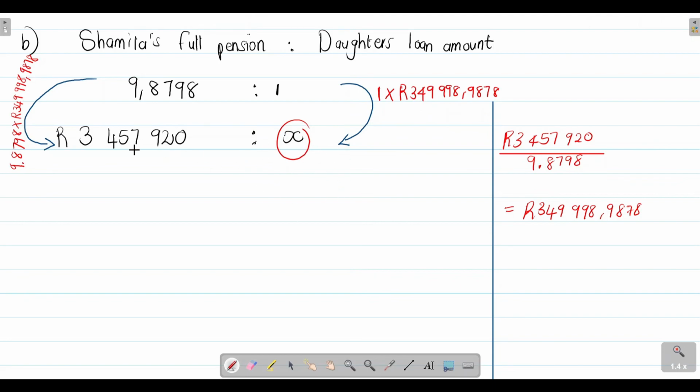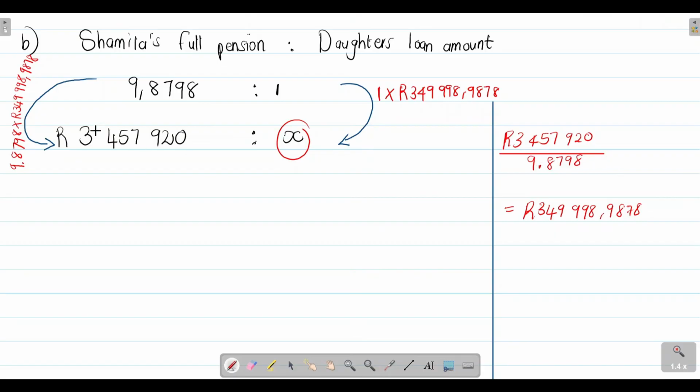So now we need to figure out from what we are given how we move from this figure here. With the two values that we have, because here we've got one unknown, we can't work with something that we don't know. So we need to work with the two figures that we already have to figure out what we need to do on our right hand side of the ratio. In this case, you needed to see how much you need to multiply that 9.8798 by to get to 3,457,920.